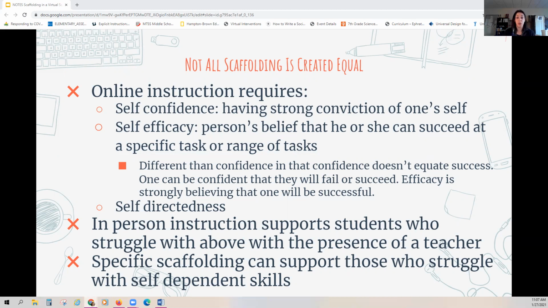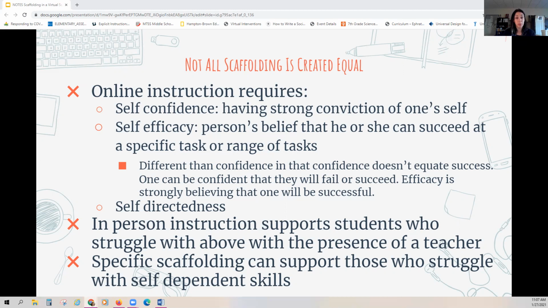The difference between the two is that you can be very confident as a person and be confident that you're going to fail or be confident that this is going to work or just have that strong feeling. That's confidence. But when you're talking about efficacy, it is talking about being successful, being effective. So that is the big difference between the two, that we're talking about success. And a student needs to be self-directed in order to be successful with online learning. They need to be able to navigate through their content partially independently, being able just to go on and power up their Chromebook. They need to have that directedness.